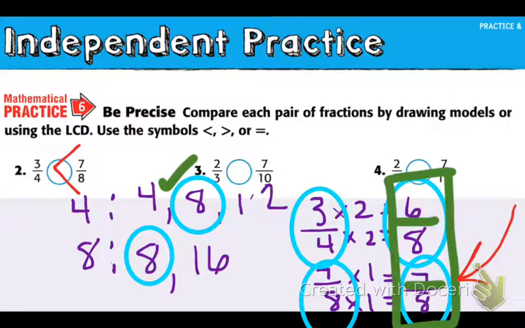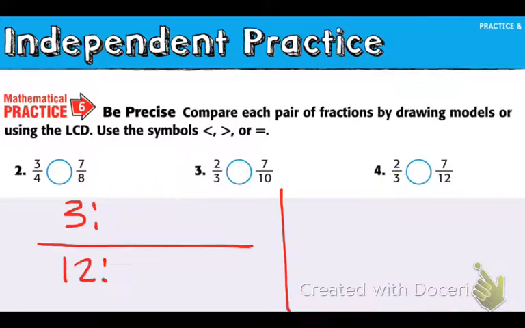It's reasonable because 6/8, or 6 pieces out of 8, is smaller than 7 pieces out of 8. All right, moving on to problem 4. Let's start with step 1. List the multiples of the denominator.